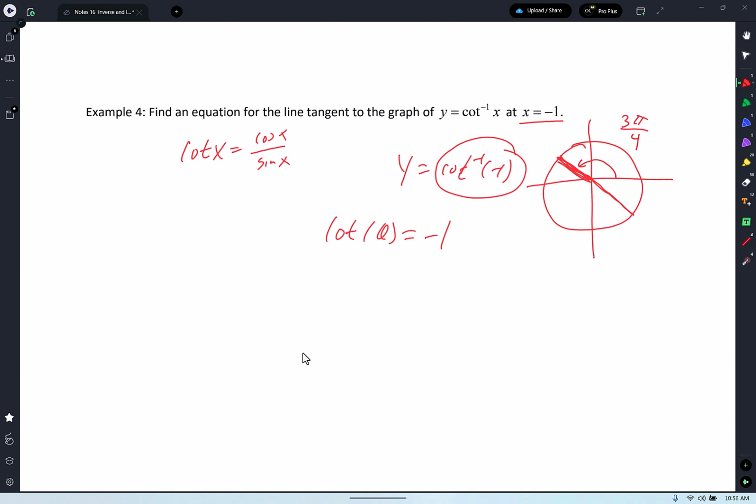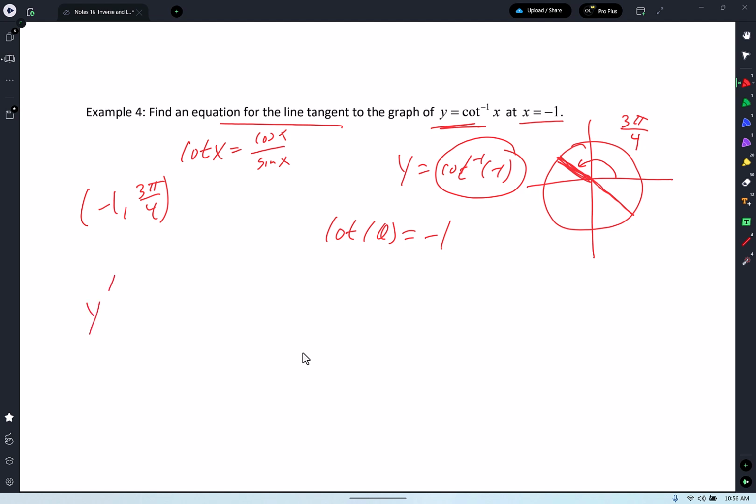Cool. All right, so I have a point. Chop, what are you doing? It says find the equation of a tangent line. So I need a point: negative 1 comma 3 pi over 4, because that's the output. It says y equals. Are we okay? All right, now I need slope, and I find the slope by taking a derivative.